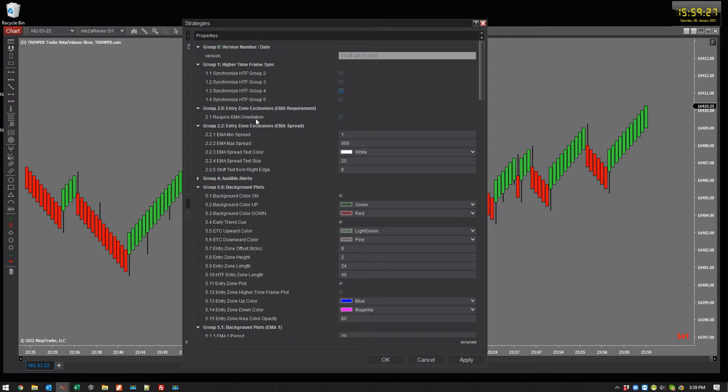Then the exclusions: I've only got 2 in here right now, but I've got a whole boatload more that are going to be coming in here. We're constantly adding.